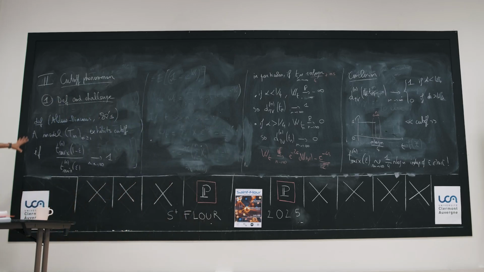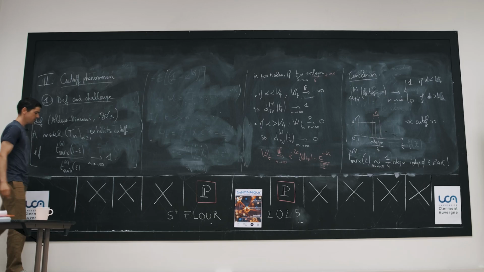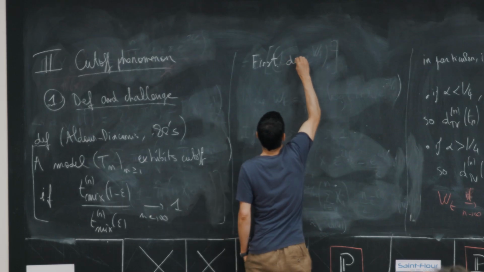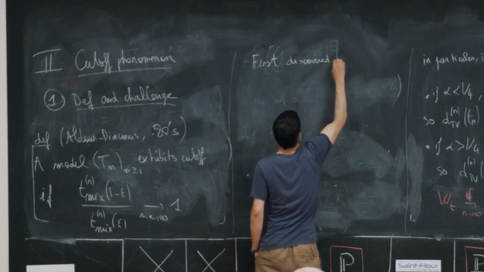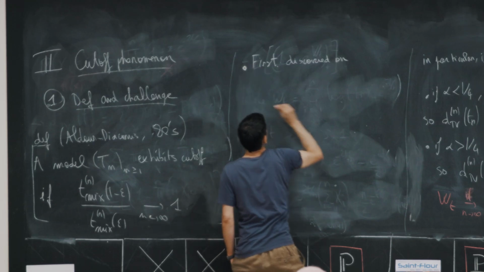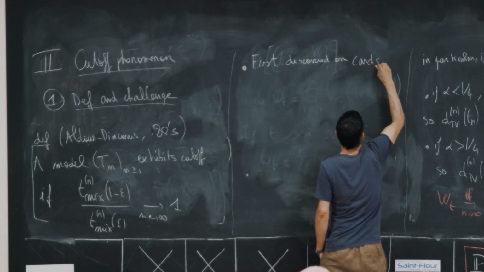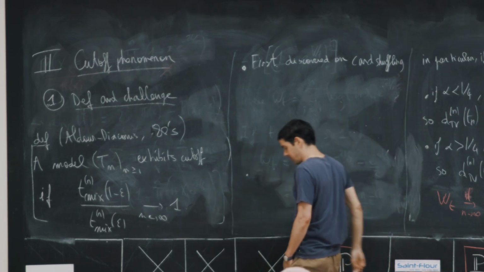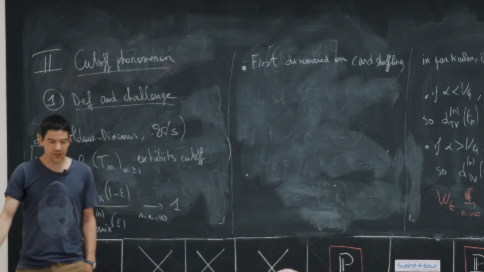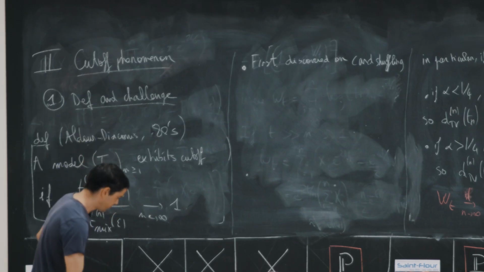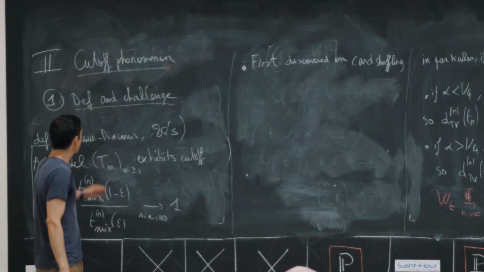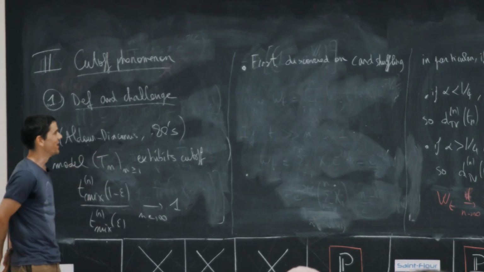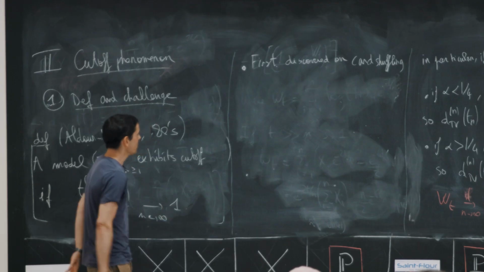So let me tell you a bit of history behind this definition. This was discovered on card shuffling. Okay, so there is a nice story behind that. Persi Diaconis was a professional magician before being a mathematician, and so he was playing with cards a lot.